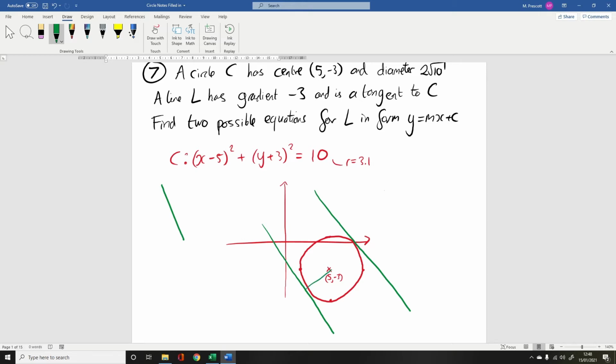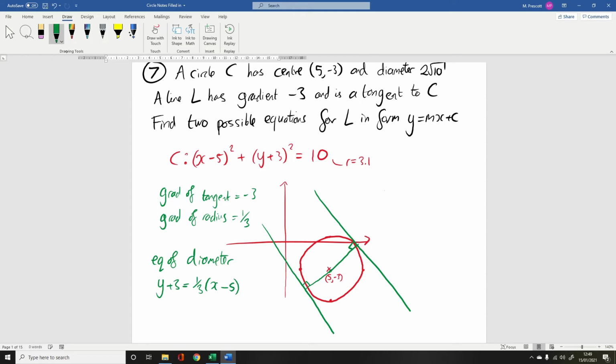We know that the radius and the tangent meet each other at right angles, and we know that in fact the whole diameter does. So if we know that the gradient of the tangent is -3, then negative reciprocal, the gradient of the radius is 1/3. Okay, so now we have a lot of information about that radius, about that diameter, because the radius goes through the point 5, -3, and it's got a gradient of 1/3. So we'll find the equation of, let's call it the diameter. This would be y plus 3 equals 1/3 (x minus 5), because it's got the point obviously 5, -3, and it's got that gradient we just talked about.